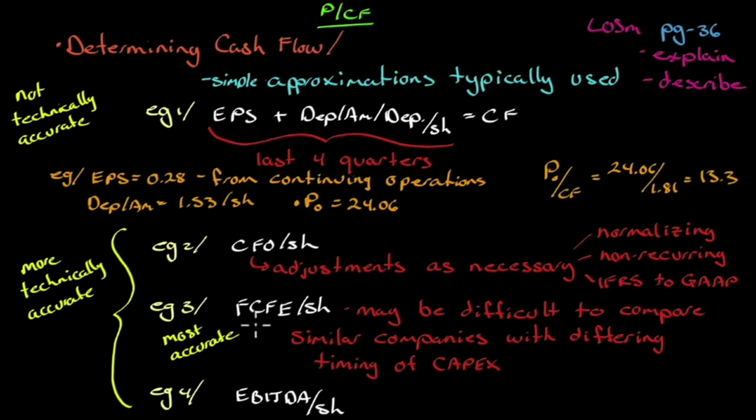You can go to a free cash flow to equity per share. This is the most accurate definition. The problem with this one is it may be difficult to compare similar companies with differing timing of CapEx. Perhaps you and I have both the same capital expenditures over a 5-year period, but you front-end loaded all of your CapEx into the first 2 or 3 years. I back-end loaded all of my CapEx in the last 2 or 3 years.